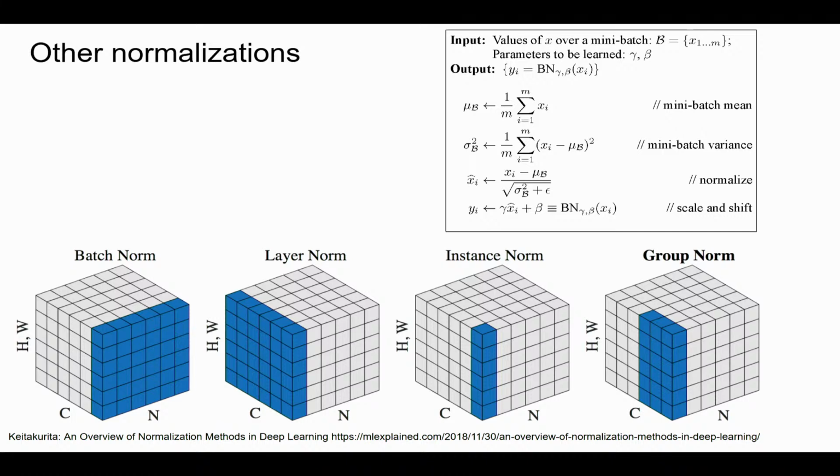And then we have group normalization, which is sort of a trade-off between instance normalization and layer normalization. It doesn't normalize a single channel, nor all of them together, but some group of channels. So maybe you divide channels into 8 groups and normalize each independently.